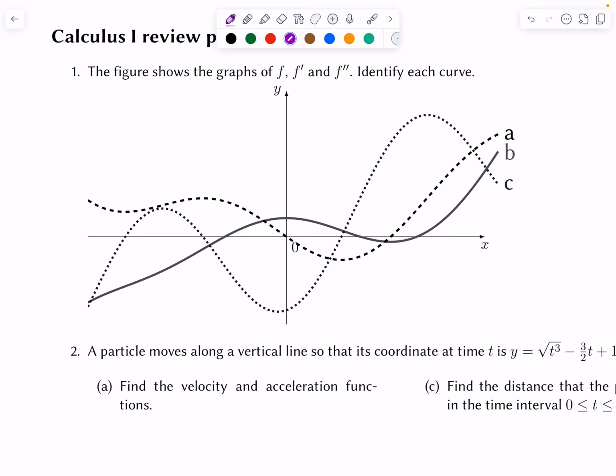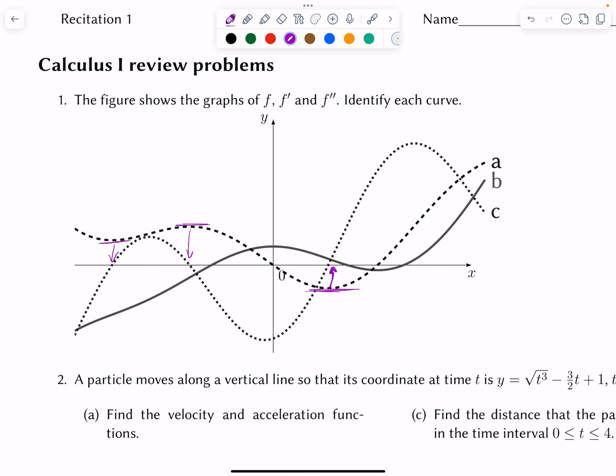The dashed line has horizontal tangents right here and right here. And so its derivative should have crossed the x-axis at those 3 points. And in fact, the dotted line does do that. So the derivative of letter A, A prime, is equal to C in that case. You can also check that here the slopes are positive, and so here the function values are positive. Here slopes are negative, function values are negative, and so on.